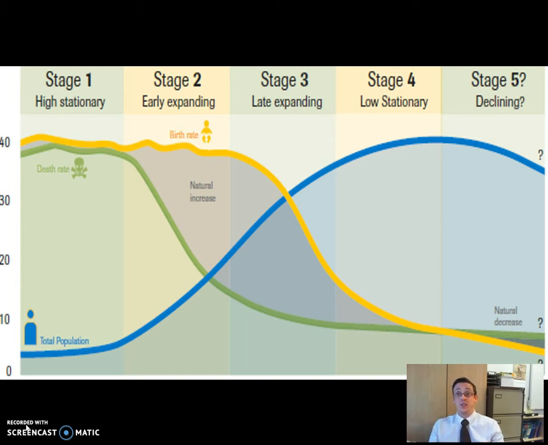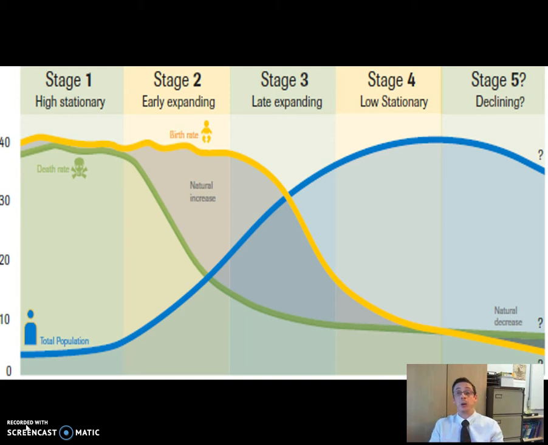Now we go into stage 5. Now stage 5, in most diagrams you're going to see, is like it is on the screen here, where you've got this question mark as it's this hypothetical stage. It's not really hypothetical anymore. We do have evidence of different nations who are in stage 5.